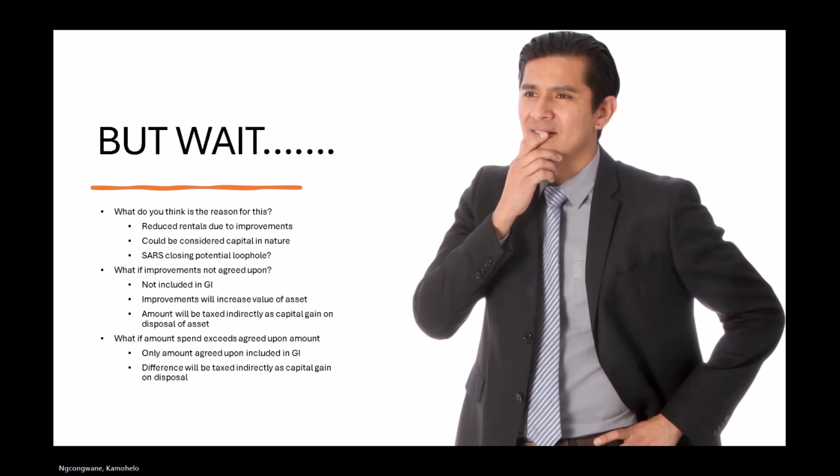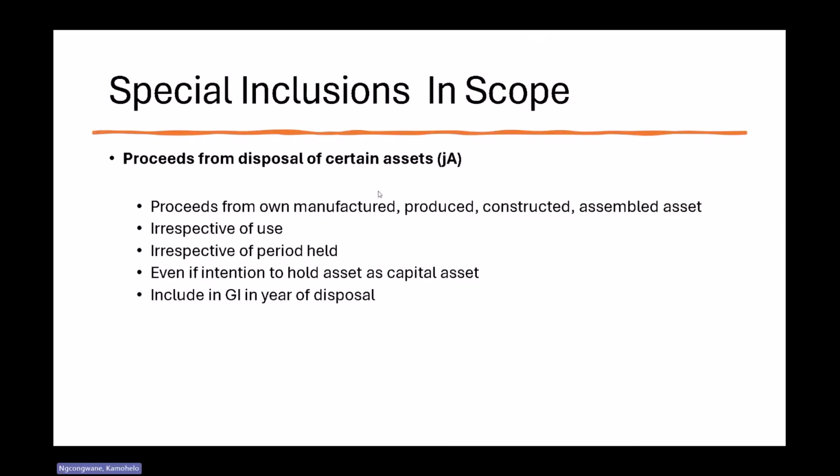Okay. So the next section deals with the proceeds from disposal of certain assets. Now, reading section J or subsection J of the gross income definition. The first section deals with mining assets and the value included in your base cost, etc. That's not covered here. What's covered here is the proceeds from disposal of certain assets. What kind of assets? These are assets that are manufactured, produced, constructed, or assembled by the company itself.